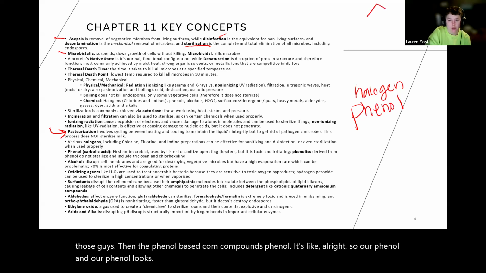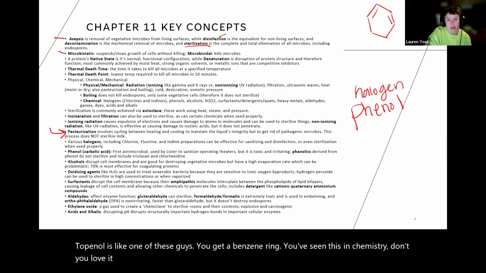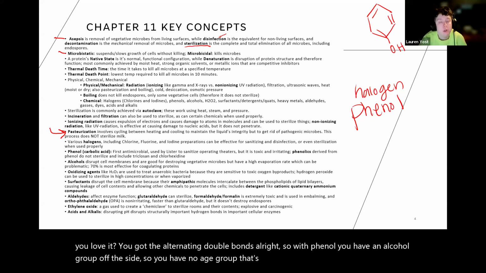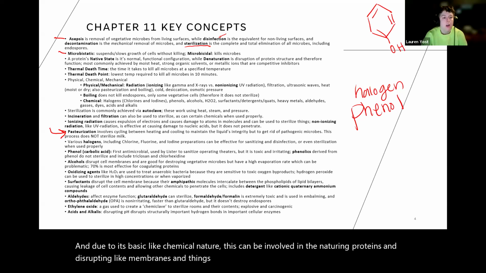So phenol is one of these guys. You get a benzene ring. You've seen this in chemistry, don't you love it? You've got alternating double bonds. All right, so with phenol, you have an alcohol group off the side instead of an H. That's phenol. And due to its basic chemical nature, this can be involved in denaturing proteins and disrupting membranes and things like that. This does not sterilize. So I'll put a check mark next to halogens.